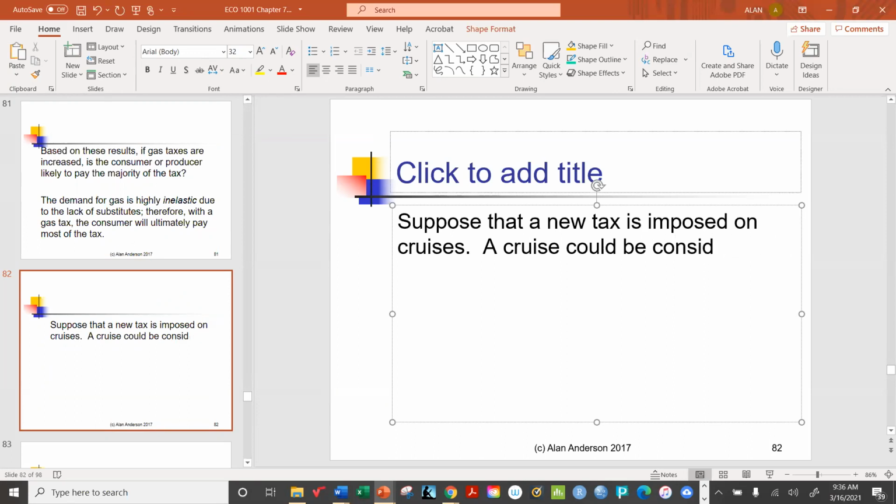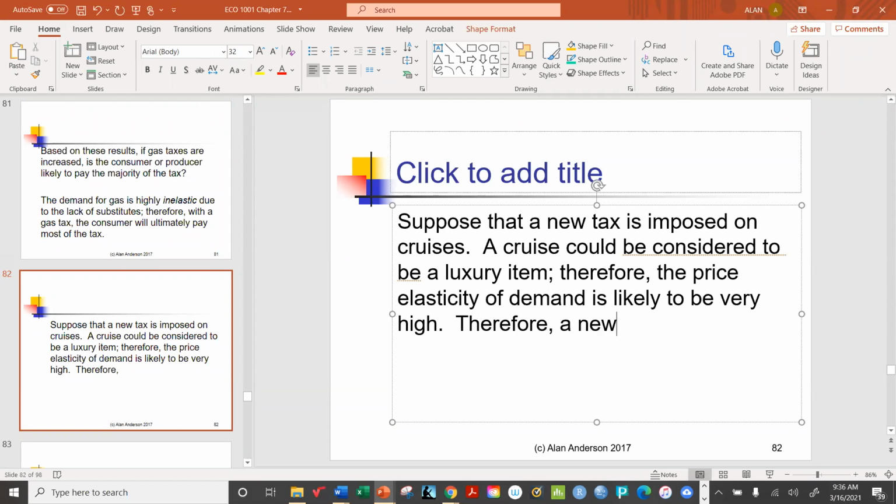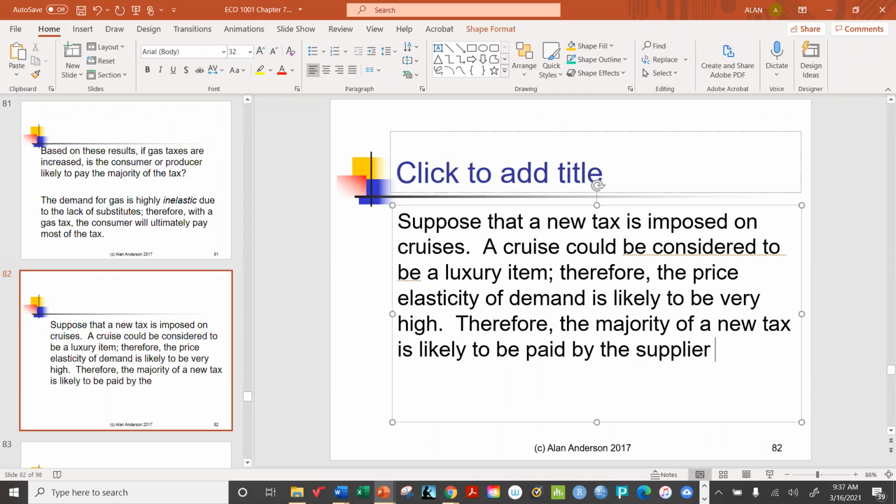Anyway, look at it, no matter who you are. Therefore, the price elasticity of demand is likely to be very high, the opposite of gas. Therefore, the majority of a new tax, I would say, is likely to be paid by the supplier, in other words, the cruise line, because they know if they raise their price to cover the tax, they could lose a lot of business.